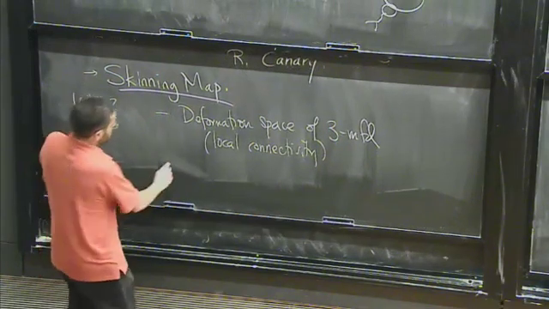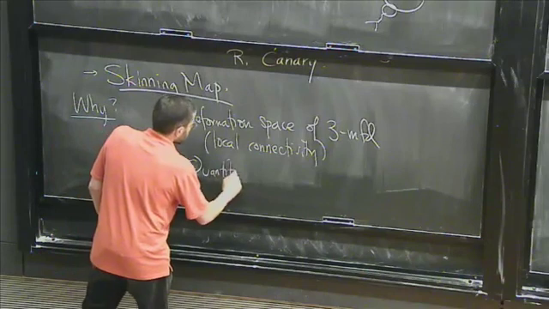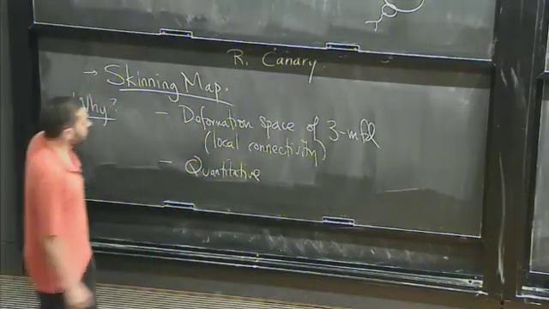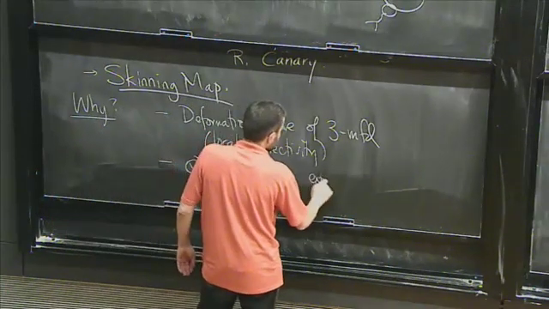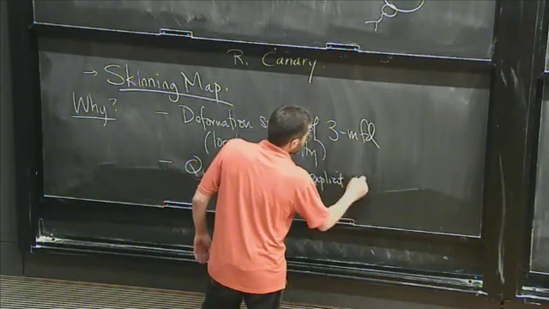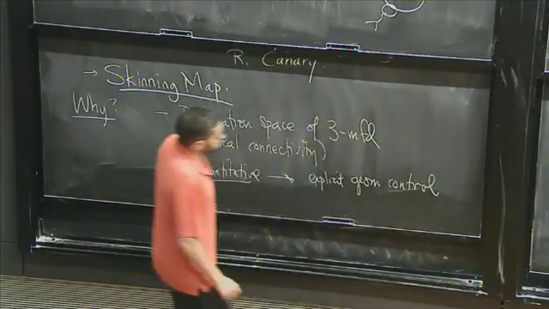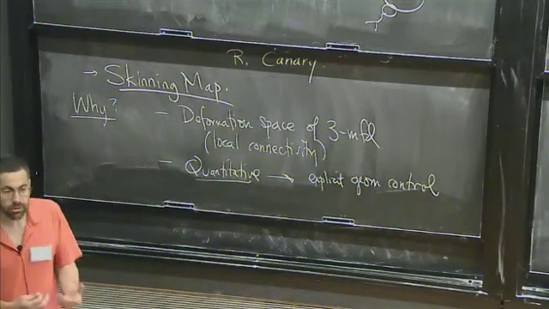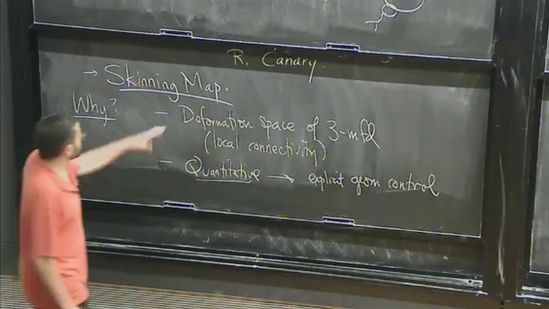Another thing is just kind of better quantitative understanding. If you understand this skinning map better as a quantitative thing in a more explicit way, it leads to more explicit geometric control of the three manifolds. So beyond just the fact of Thurston's hyperbolization theorem, one also wants to be able to say things about hyperbolic structures on three manifolds, and this is one tool for doing that.